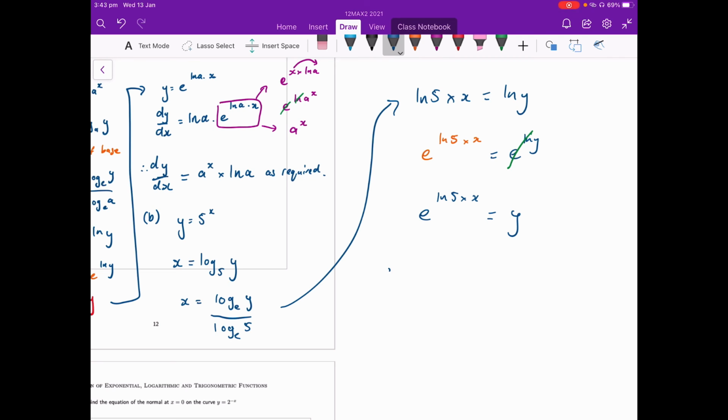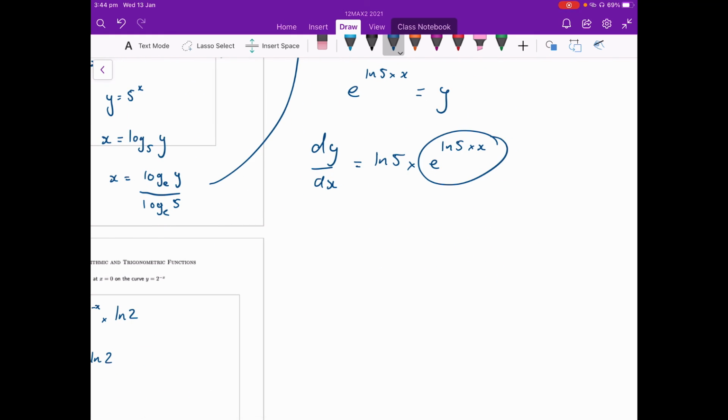is equal to y. Now I can differentiate this, so dy/dx will equal, with the coefficient of x in the power being ln 5, ln 5 multiplied by e to the ln 5 times x. Now I can rearrange this part, so I'll have ln 5 multiplied by e to the ln 5, all to the power of x. The e and the ln will cancel, so here I get an answer: dy/dx is equal to ln 5 multiplied by 5 to the x. Brilliant.